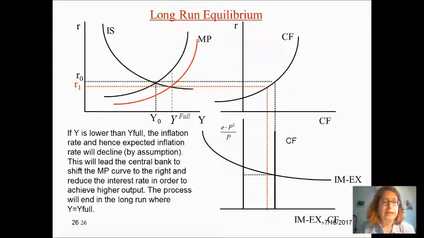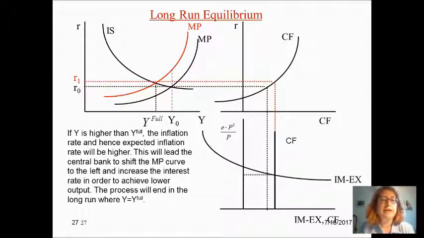Now let's talk about how we move to the long run equilibrium. So suppose that Y is smaller than Y full, therefore the expected inflation must decline. At this point, I don't show the fourth graph yet. I'll do it later, but I'm just explaining what's going on. If the inflation rate declines, the central bank would shift the MP curve to the right and reduce the interest rate in order to achieve higher output. So the process will end in the long run when Y equals Y full.